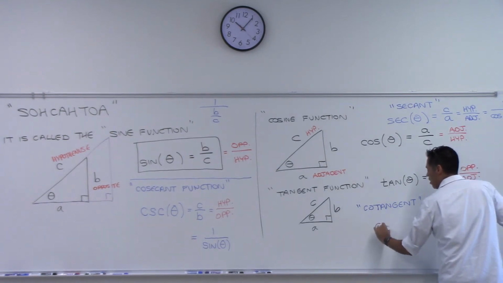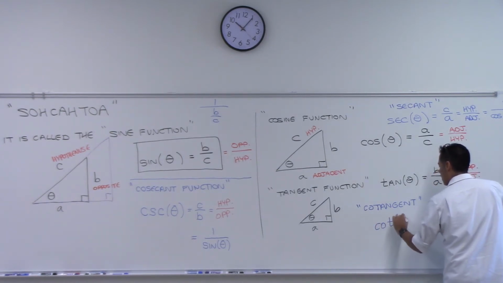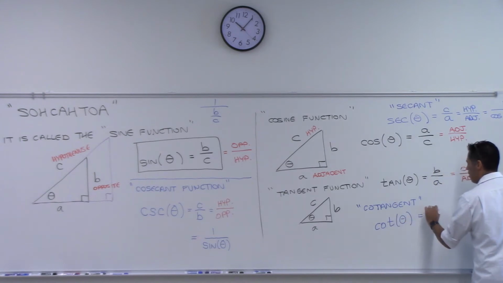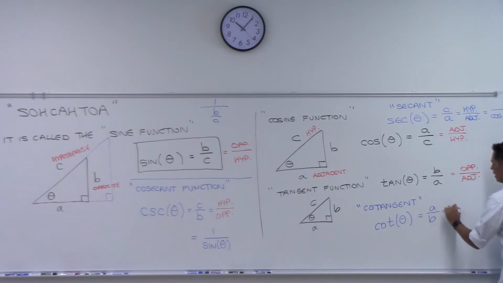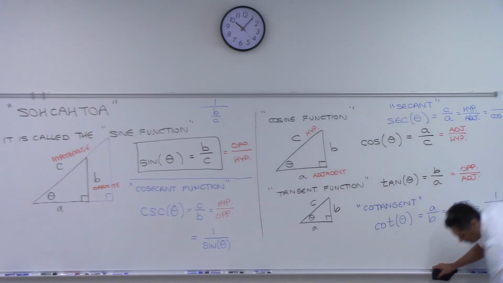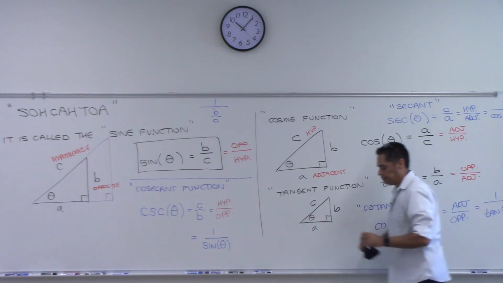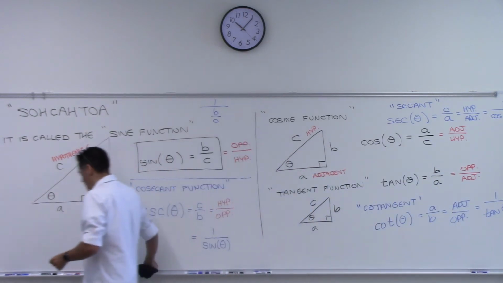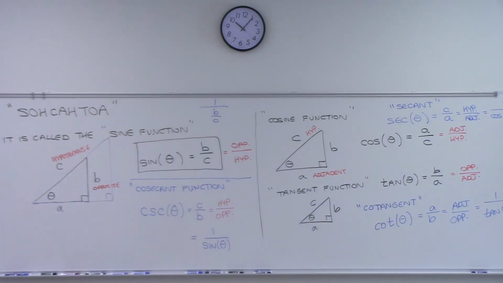So we write cot theta. It's A over B instead of B over A. It's adjacent over opposite instead of opposite over adjacent. And it's the reciprocal of tangent. And that's it. Those are our 6 trigonometric functions that are defined by a right triangle.